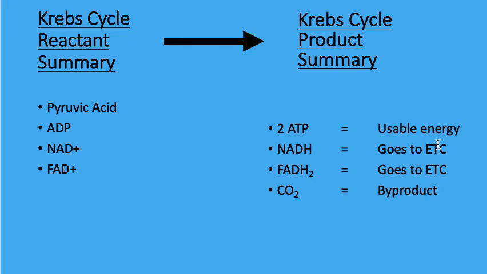This is going to go to the electron transport chain. We have FAD plus. This is going to make FADH, and it's going to go to the electron transport chain too. And then we get carbon dioxide out, and those carbon dioxide, we say they're byproducts. They're not going to continue on and get used in our process. But we know that that is one of the major products of cellular respiration, and this is where it comes out.